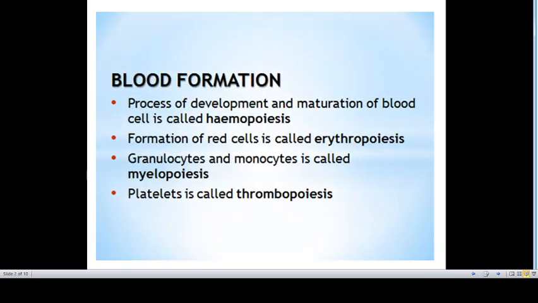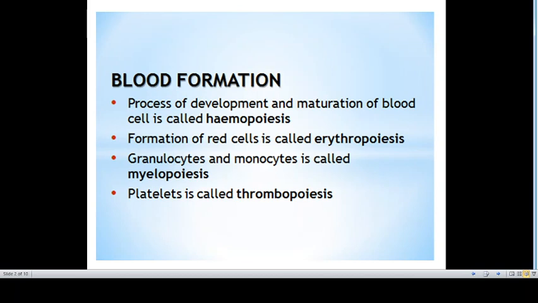The process of development and maturation of blood cells is called hemopoiesis. And the process that regulates hemopoiesis in the early stages of formation of red cells is called erythropoiesis. Granulocytes and monocytes is called myelopoiesis, and platelets is called thrombopoiesis.